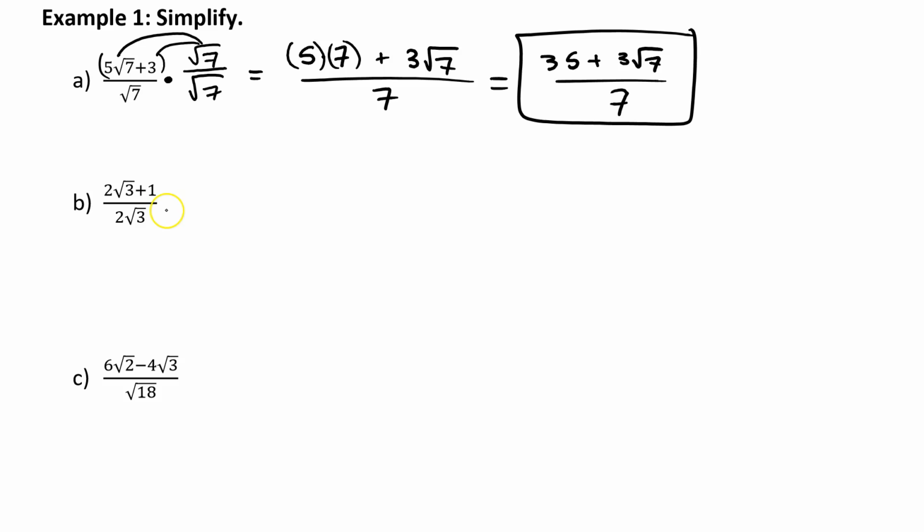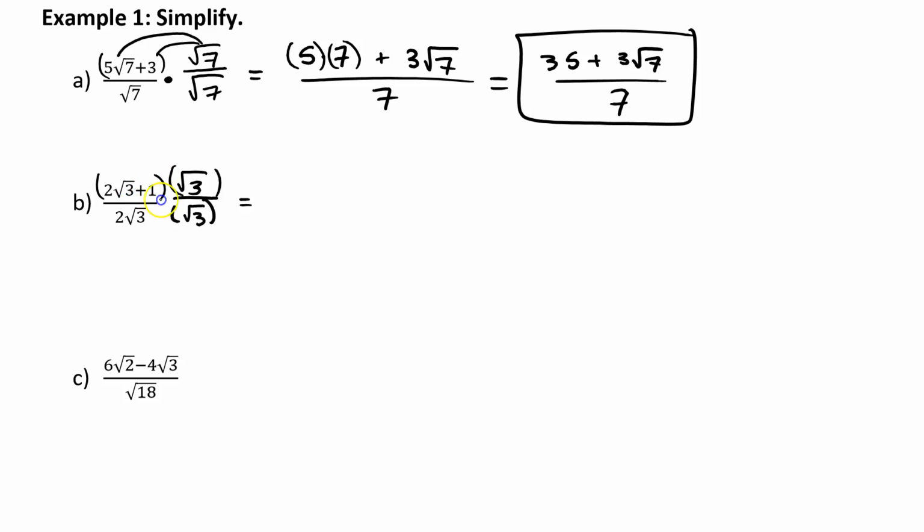Now this one right here. Some people are going to want to multiply by 2 root 3, but then we have to go in and simplify a little bit because it won't be in lowest terms. All we need to multiply by is that radical bit. So root 3 over root 3.